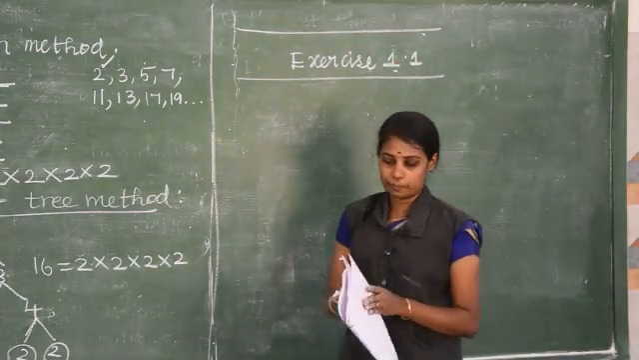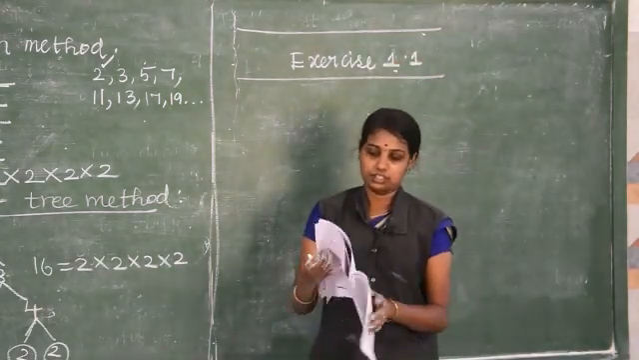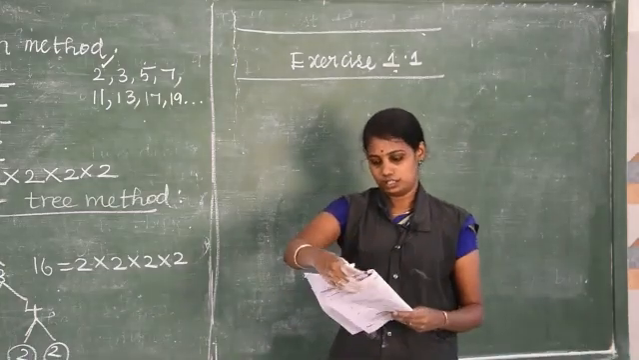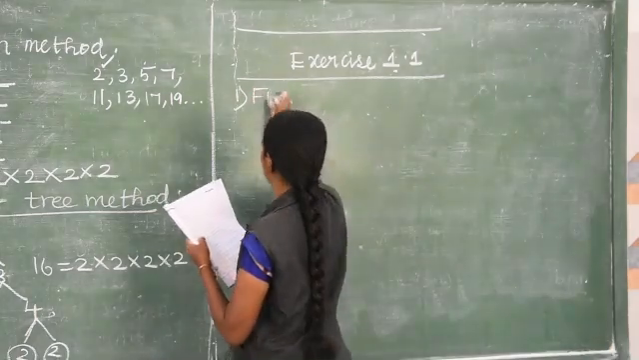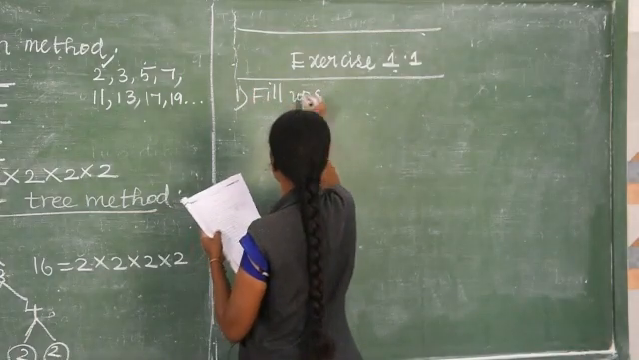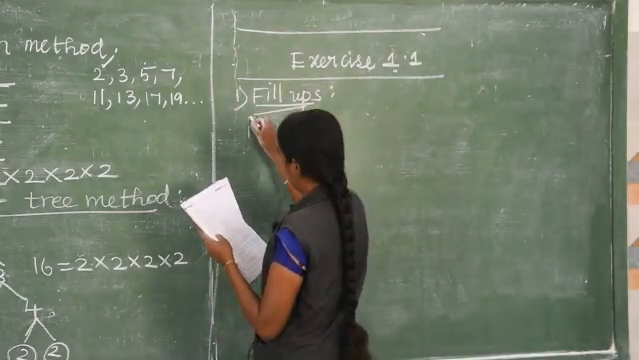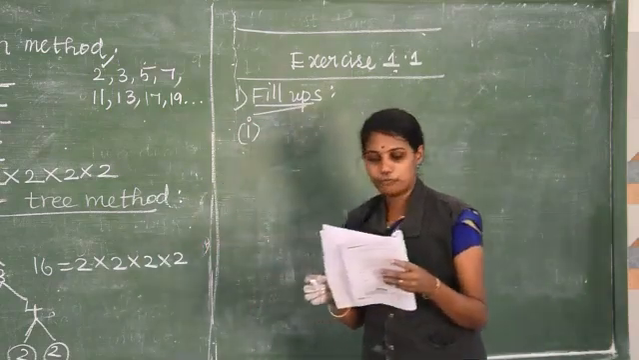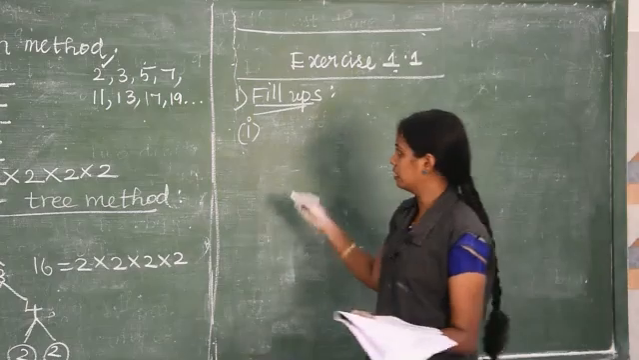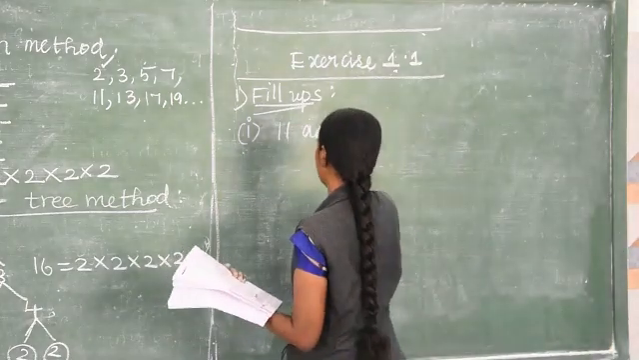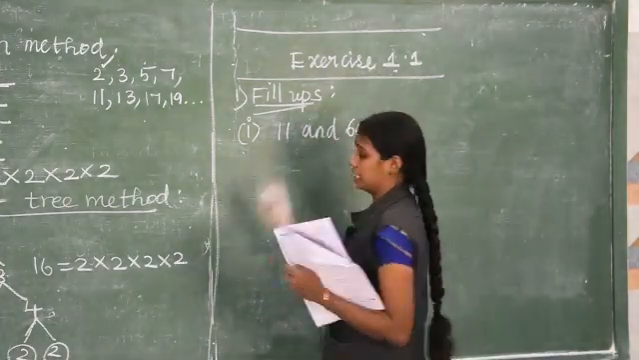So exercise 1.1, page number 11. First one, option 1: the number of prime numbers between 11 and 16. Between 11 and 16, how many prime numbers are they asking?